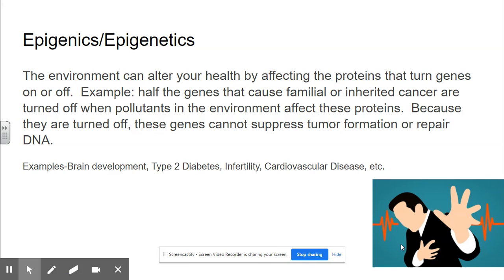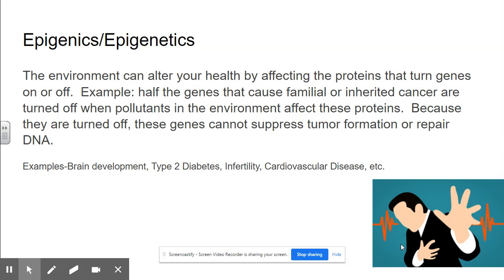And then epigenetics, or epigenetics, I've heard it referred to as both. This is when the environment can alter your health by affecting the proteins that turn genes on or off. So an example, half the genes that cause inherited or familial cancer are turned off when pollutants in the environment affect these proteins. Because they are turned off, these genes are not able to suppress things like tumor formation or the repair of DNA.